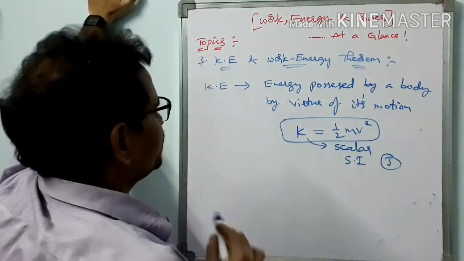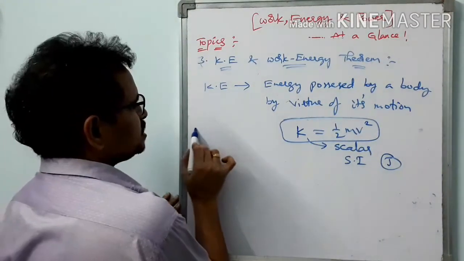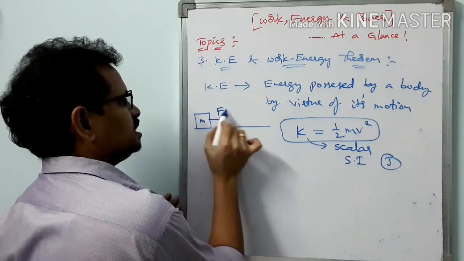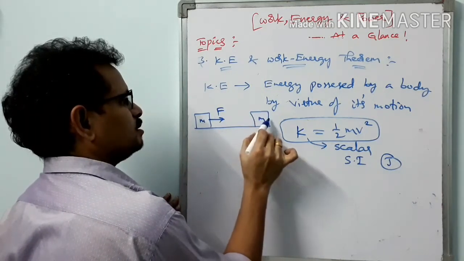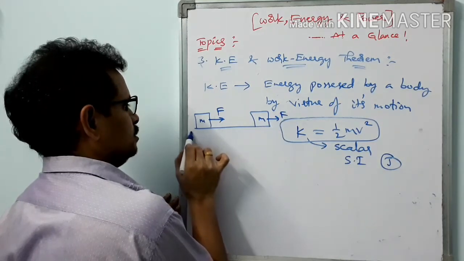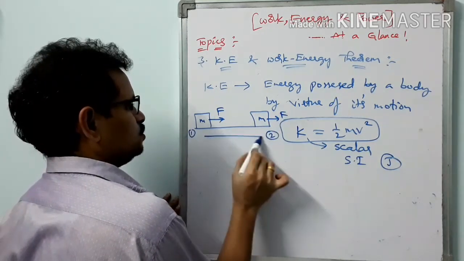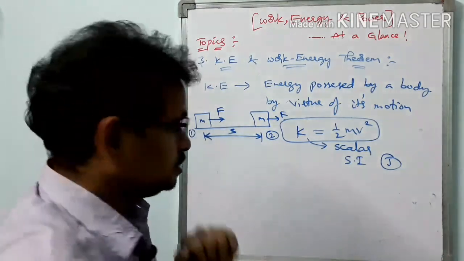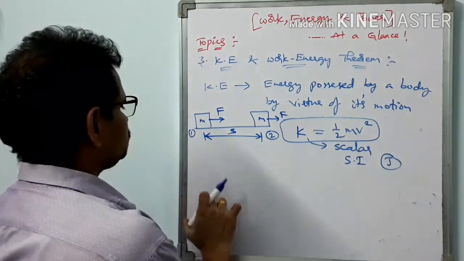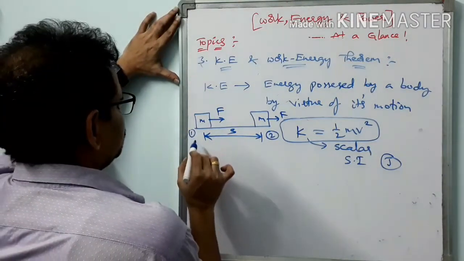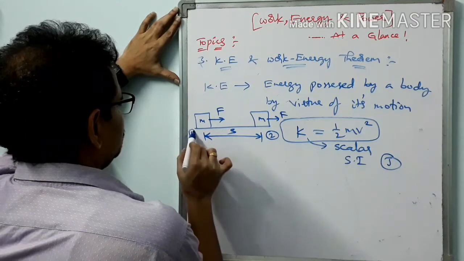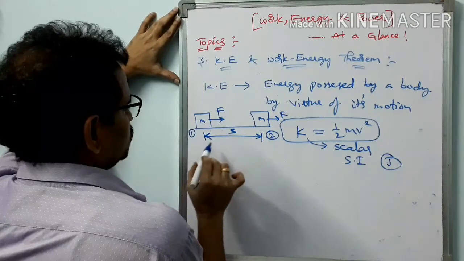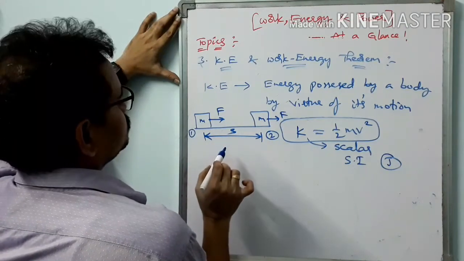Okay. Next, work energy theorem. So let us consider a block of mass m, with a force F acting on it. This is position 1, this is position 2. Here the displacement is s.